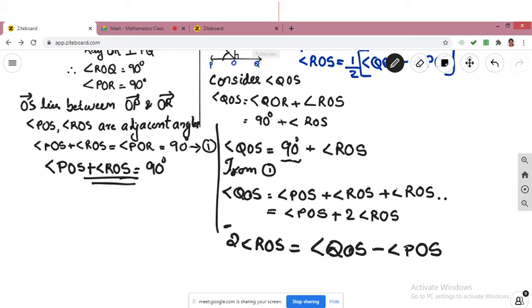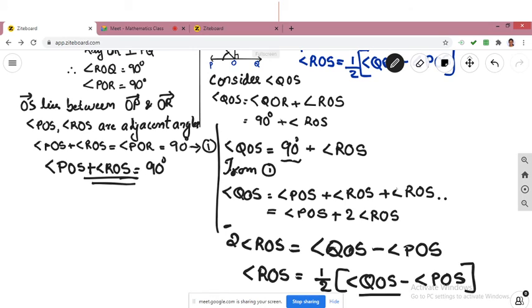That means we should transfer 2 to that side, ma'am. Yeah. So, dividing by 2 on both sides you will get angle ROS is equal to, so I am dividing angle QOS minus angle POS by 2, that is equal to half of angle QOS minus angle POS, ma'am. Yeah. So, did we arrive at our conclusion here? Did we prove? Yes, ma'am.